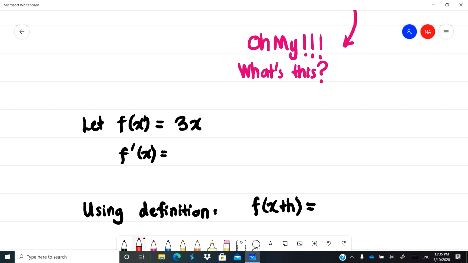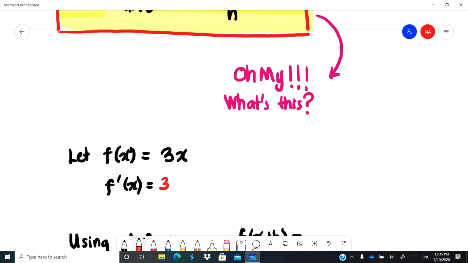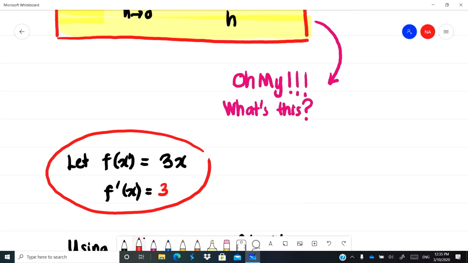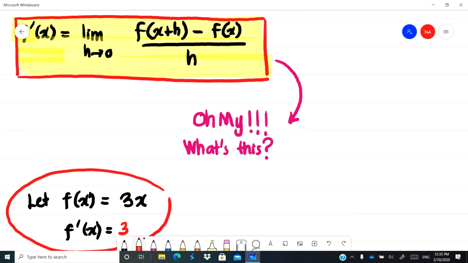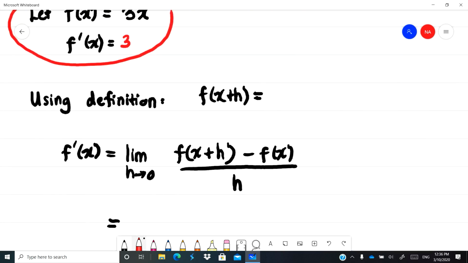you can use the variable technique. In this case, when you differentiate this, you can directly get 3. But how to get 3 using the definition? Meaning to say, how did the mathematicians in the ancient century get this 3? So actually they use the definition. The definition is given by this.